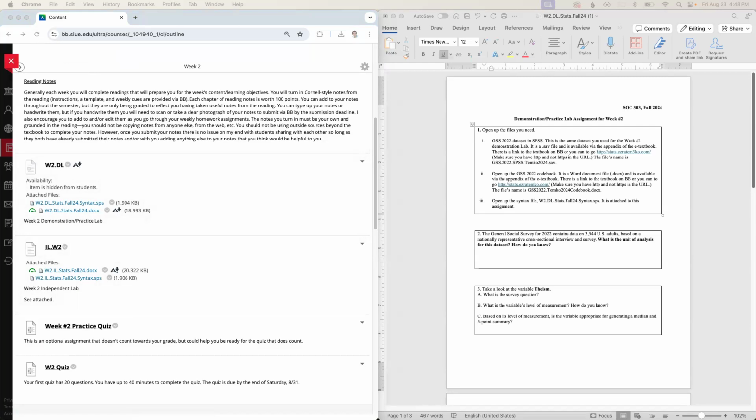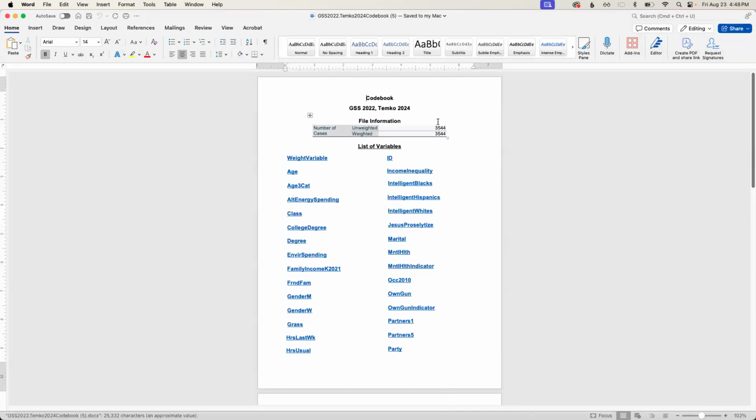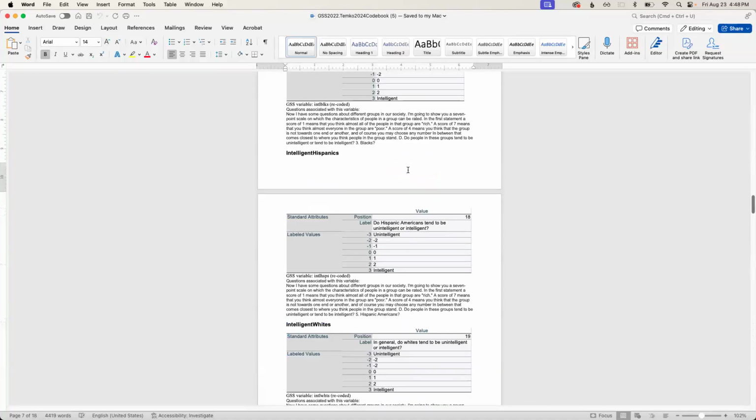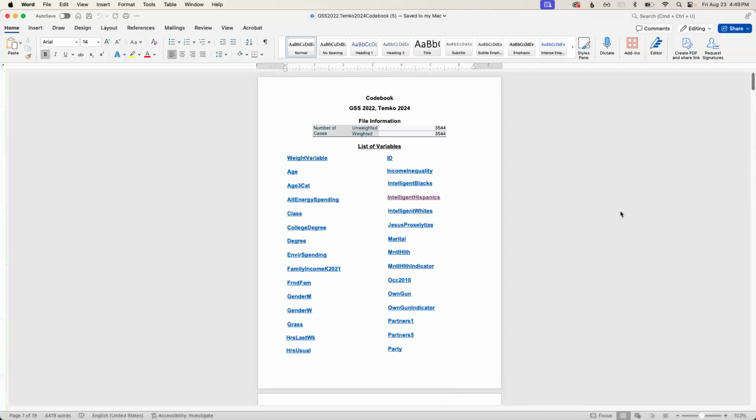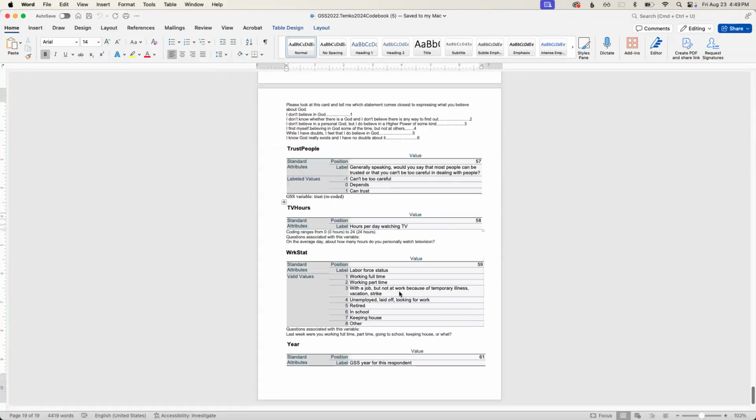Now the code book for GSS basically tells you information about all of the variables. So you can see here, this is how many cases there are total. We'll talk about weighting later. And here's a list. You can click on these to just jump to the variable. And these are all of the variables in the data set. So for example, TV hours, the variable name is TV hours. It's hours per day watching TV. So people were asked, on the average day, about how many hours do you personally watch television? And they can answer anything from 0 to 24, which is the number of hours.